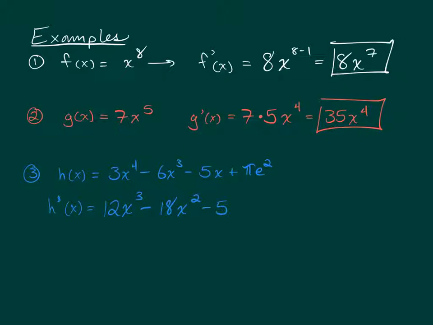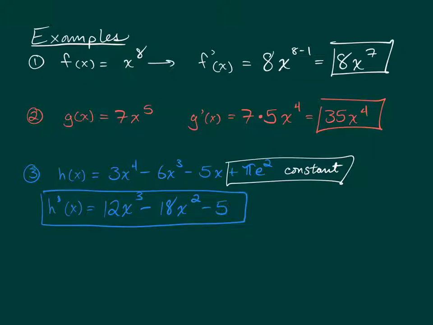And this part was thrown in here just to shake you guys off a little bit. This is a constant. And when you take the derivative of a constant, you get 0. Now, mind you, we don't really write plus 0 here. So that's it. This is the derivative of h of x.